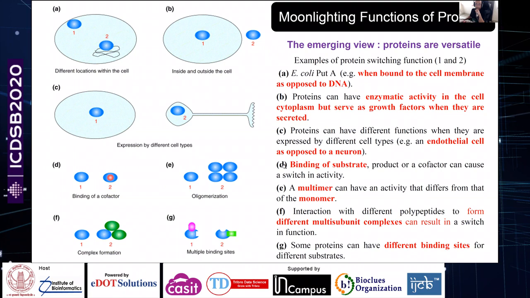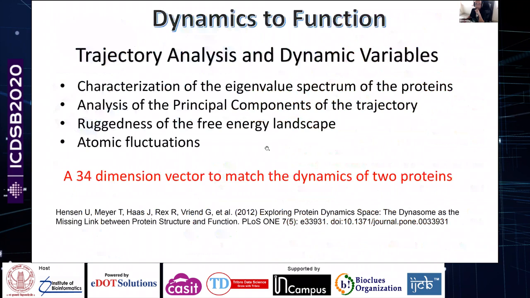So the numbers D, E, F, and G are more commonly known, but obviously A, B, C, D are not so common. But the emerging view is that the proteins are versatile, so much so that when they change their location, the environment changes, they can recruit different functions that are present inherently in the sequences from which they are coded.